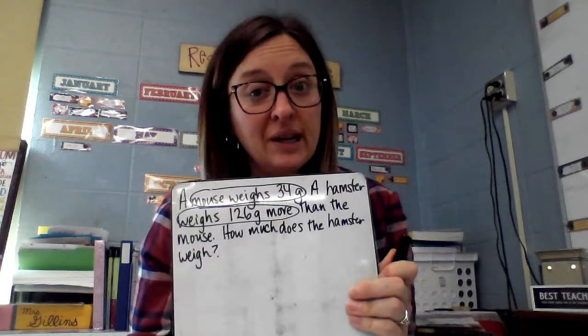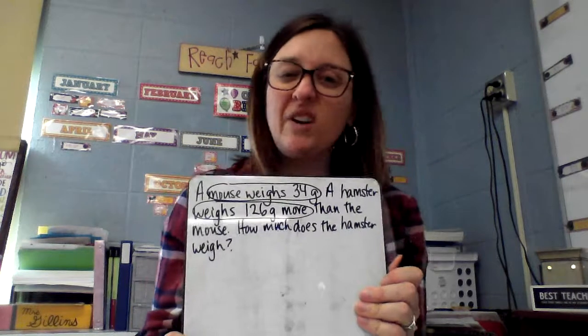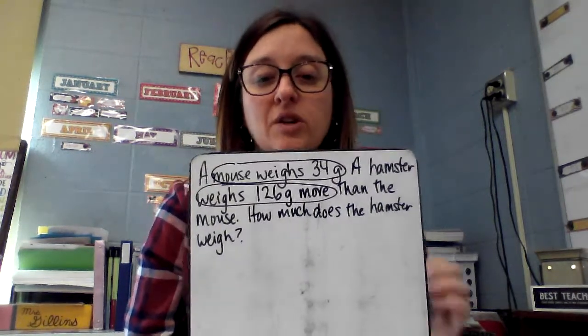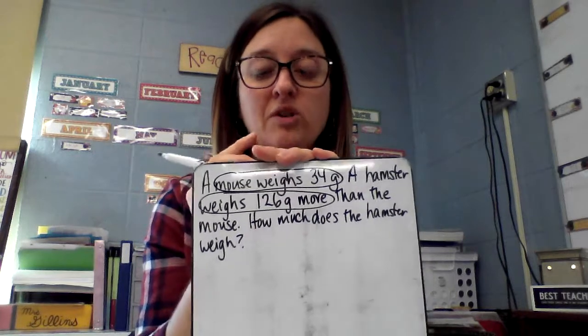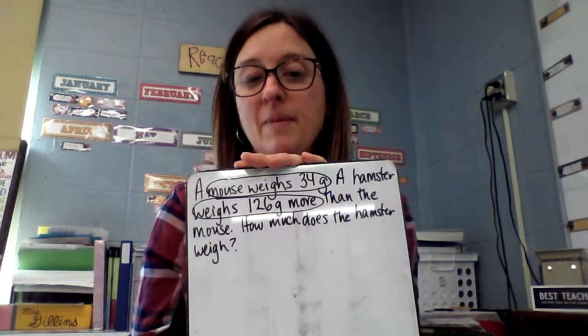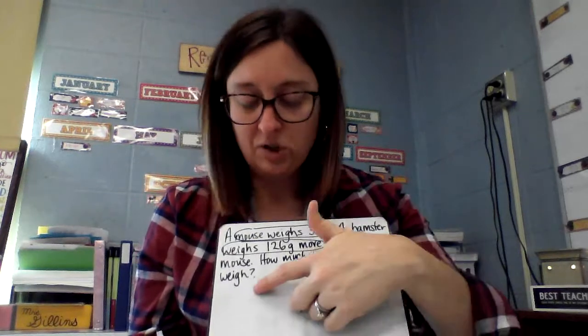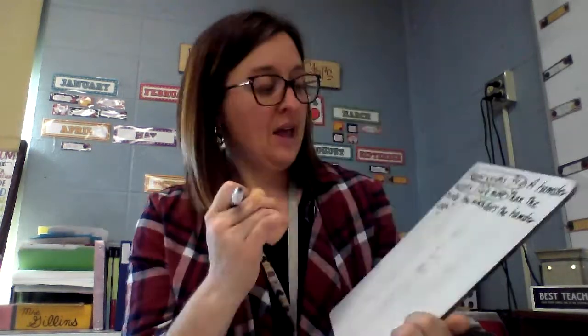I'm going to reread it, and now I'm going to ask myself, what are they asking me? What do I need to figure out? A mouse weighs 34 grams. A hamster weighs 126 grams more than the mouse. How much does the hamster weigh? Oh, well, there's the sentence with the question mark, so that must be what they're asking me. How much does the hamster weigh?